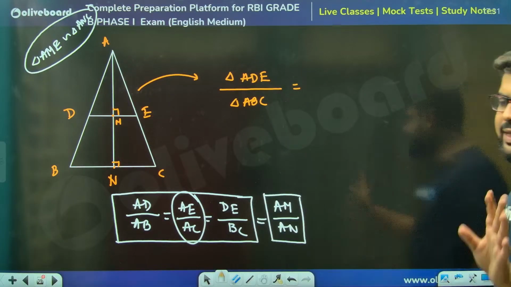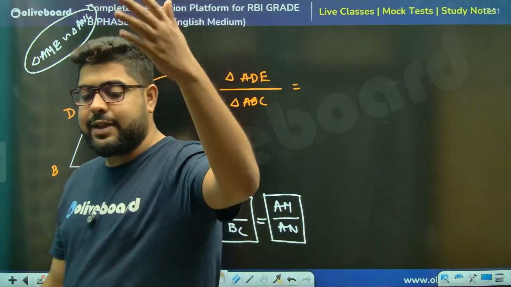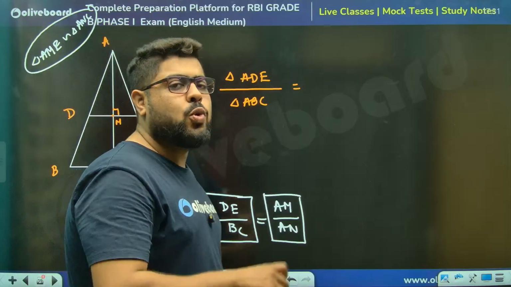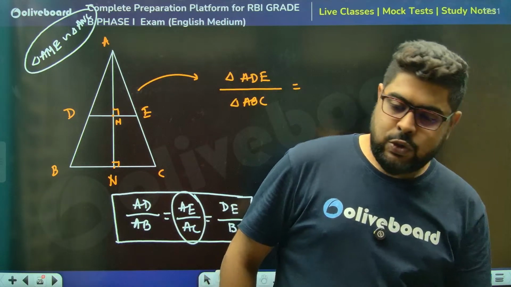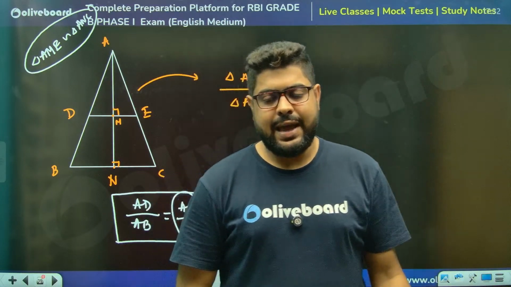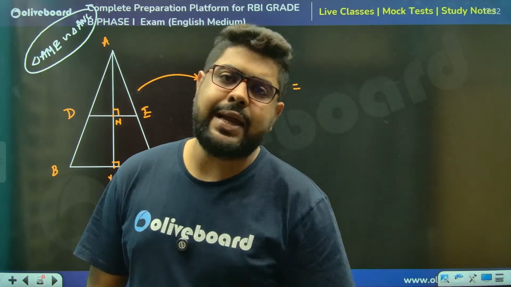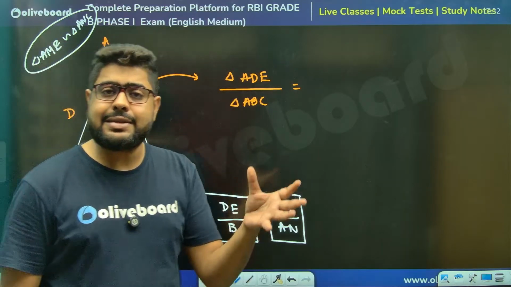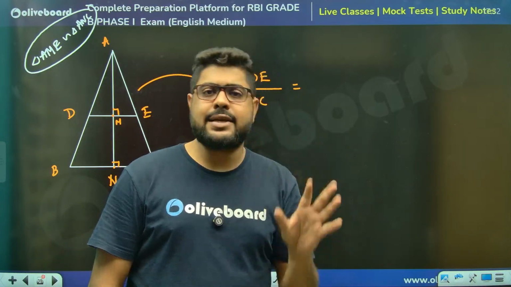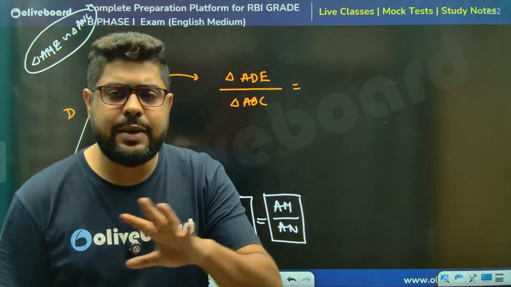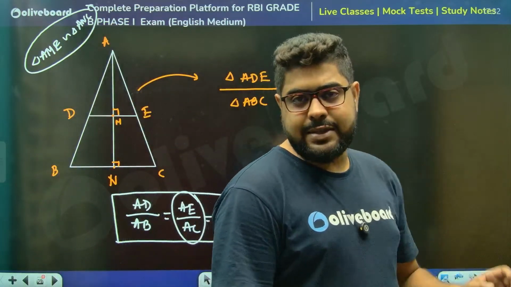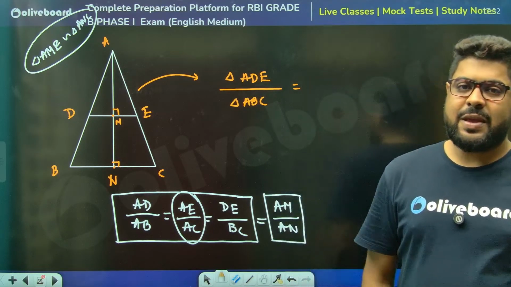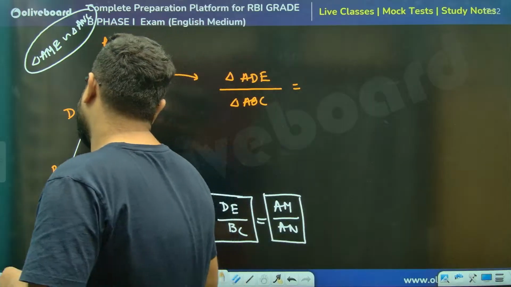But congruency is different. Congruency is one level higher. Similarity means only the angles are the same, so the ratio of sides is the same. Whereas congruency means both triangles are identical, meaning their angles are the same, their sides are the same, every property is the same. That is congruency. Congruency is one level higher. Perfect.